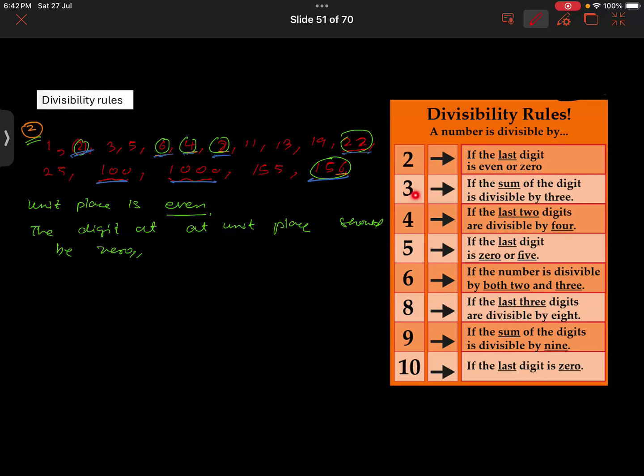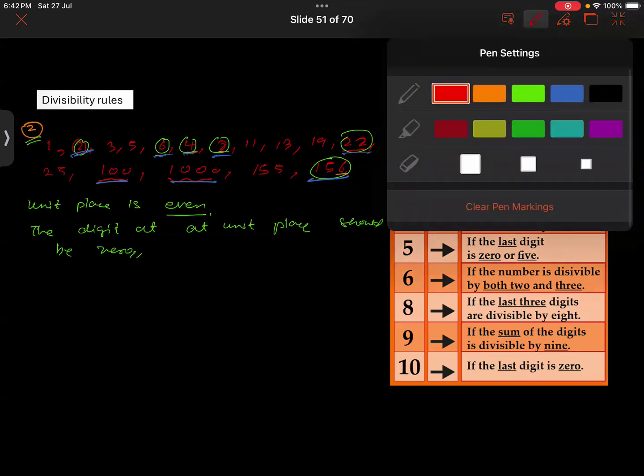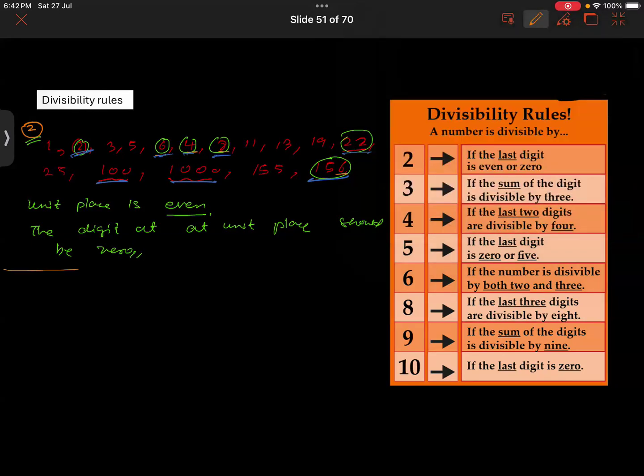But what if you were to check the divisibility rule for the number 3? So you have to find out in the following manner. Say I'm writing down a few numbers over here.